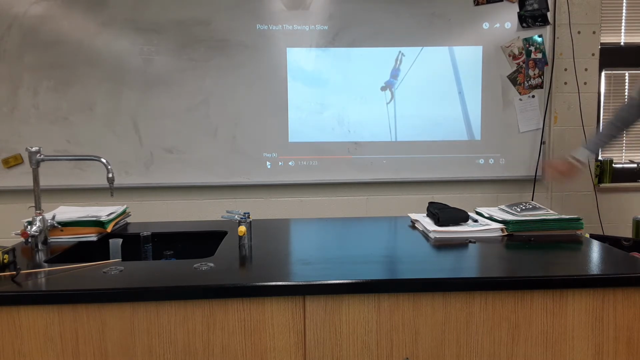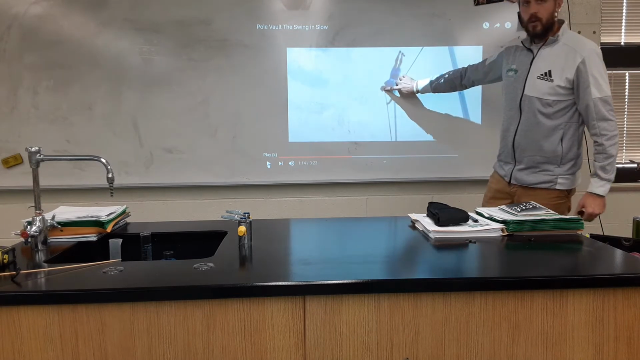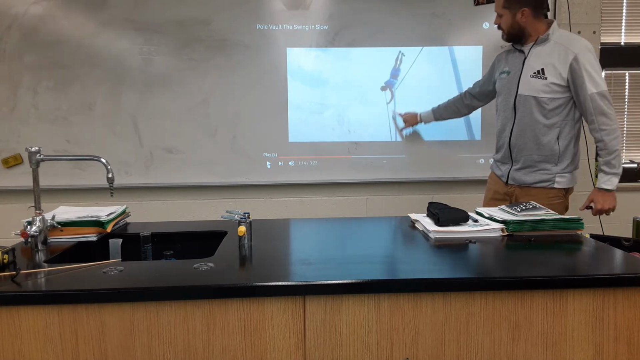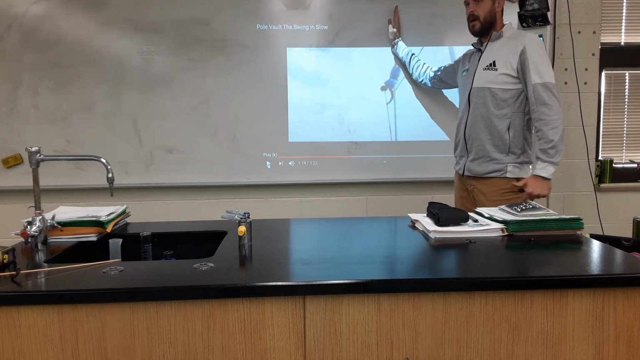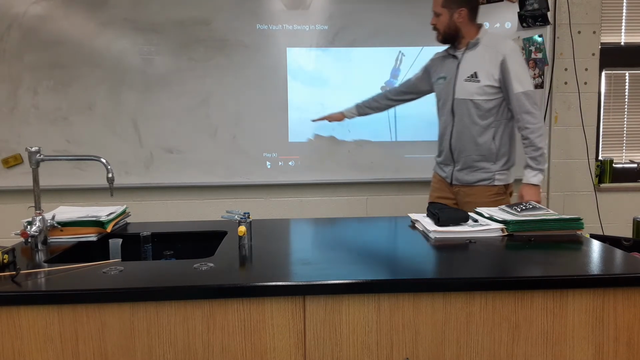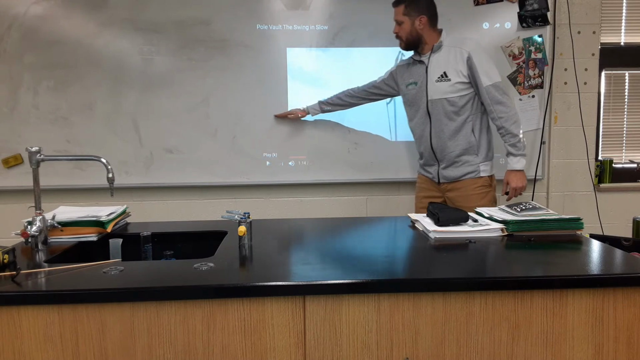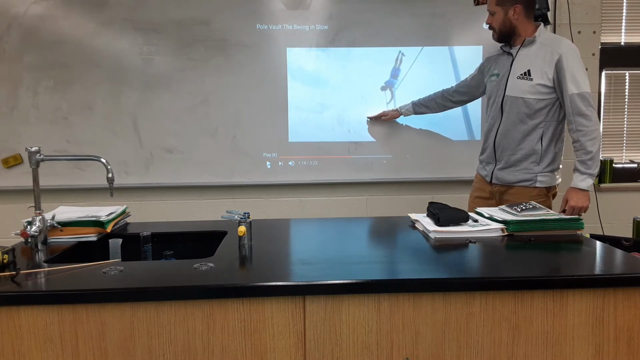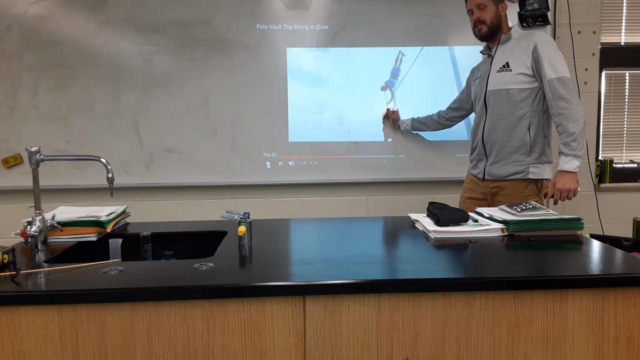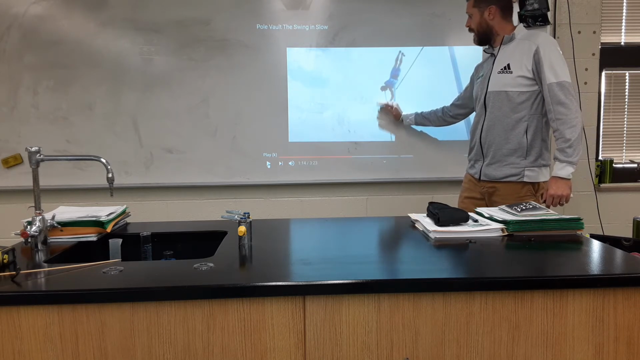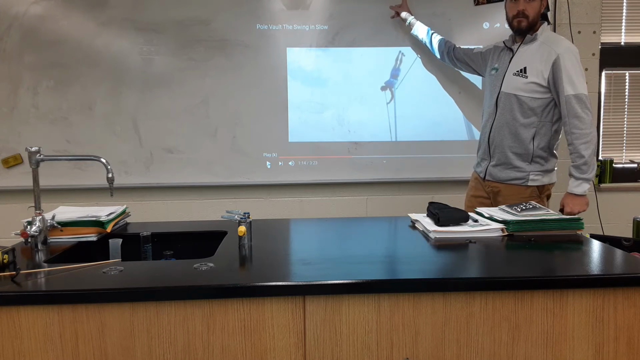So now you can see the pole straight again. All that energy he stored in the pole is now getting put back into him, and it's shooting him up. So what he's done essentially is taken his kinetic energy going this way, stored it in the pole as it got bent, and then released all that potential energy back into kinetic in another direction.